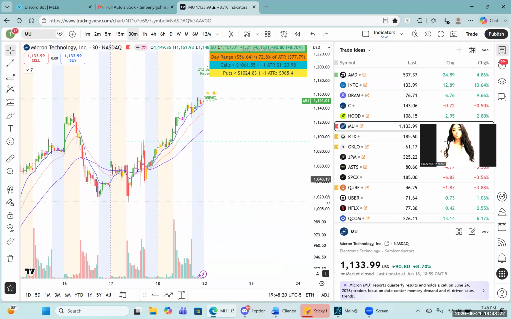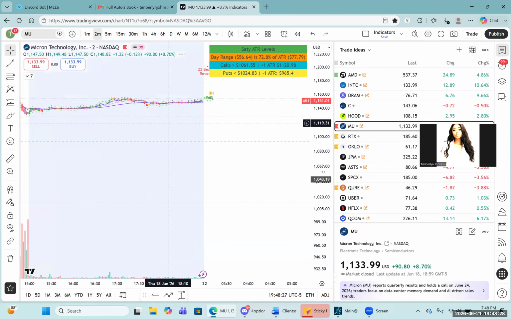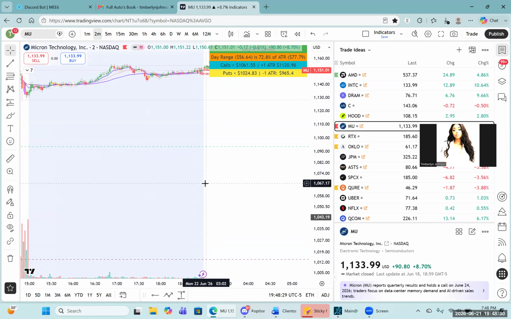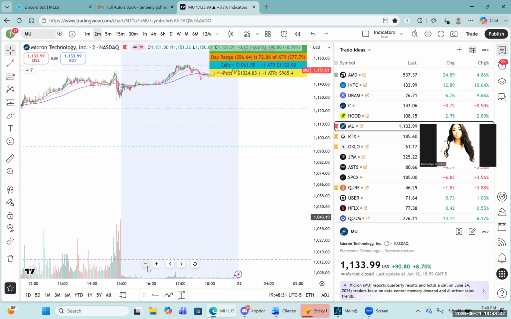So once you start understanding your support and resistance levels, watching to see if something bounced when you go down to your smaller time frame, you will be able to stay in your trade.